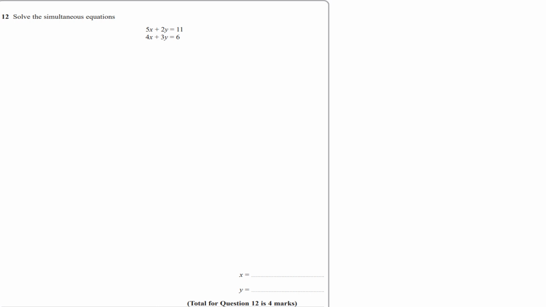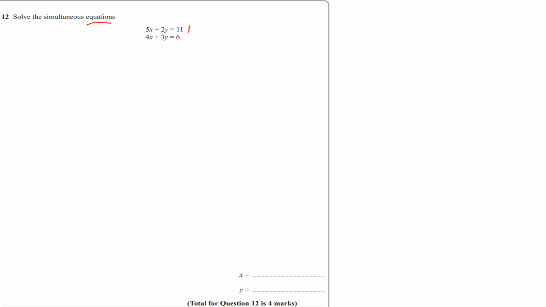Okay guys, this is question number 12 on the Edexcel GCSE 9 to 1 Maths, paper 1, November 2022 series for the higher tier, and is looking at solving simultaneous equations. So solve the simultaneous equations, 5x plus 2y equals 11, 4x plus 3y equals 6.